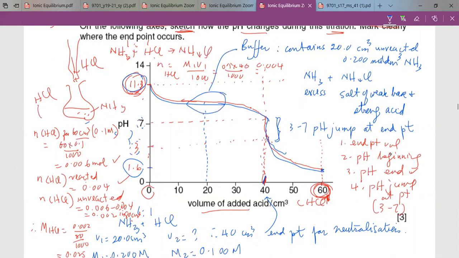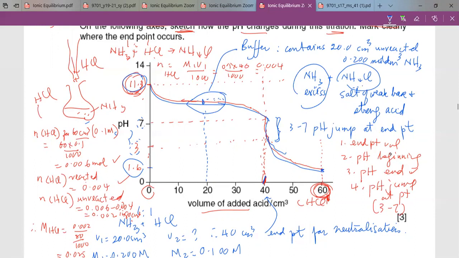Now, why is it a buffer? Because I told you already, at this point here there's excess ammonia, and here is the salt of the weak base and the strong acid. So this is all there, but it's halfway. That means there's excess here, that means this is a buffer. That's why the pH doesn't change much here. Okay, so now this is the graph.